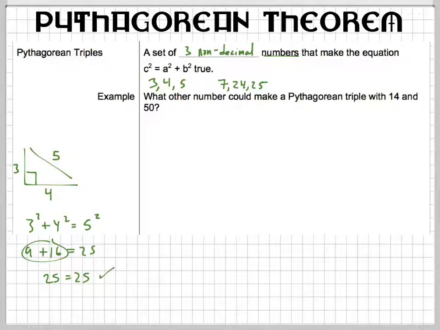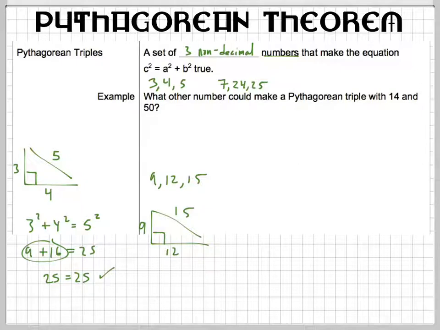But check this out. What is 3 times 3? 9. What is 4 times 3? 12. And what is 5 times 3? 15. This is another Pythagorean triple, it's just not simplified all the way. Does it work? Let's try it. Which one is the C? 15. We'll put the 9 there and the 12 right there.